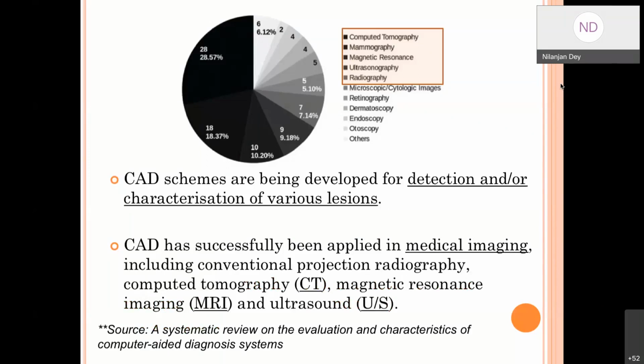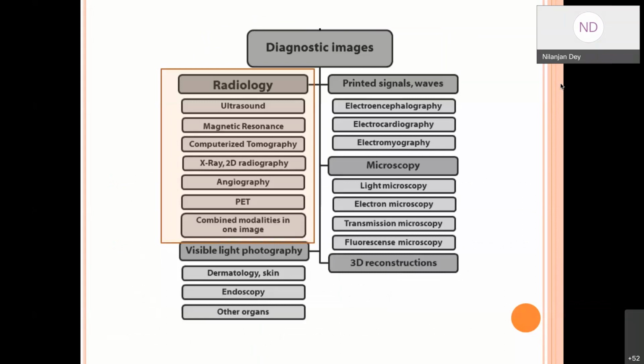Now, diagnostic images, if you study, you will see the radiological images cover ultrasound, MR, CT images, X-ray, 2D radiological images, and PET also comes under that. So these are all radiological images where in general we deploy the CAD system. But apart from these, there is visible light photography, like derma images or endoscopy, or signals or waves, EEG, EOG, ECG, PPG, PCG, etc., or microscopic images like light microscope, electron microscope, transmission microscopic images, etc., or 3D reconstruction. These are different diagnostic images. So the majority of the work is carried out particularly in radiological imaging.